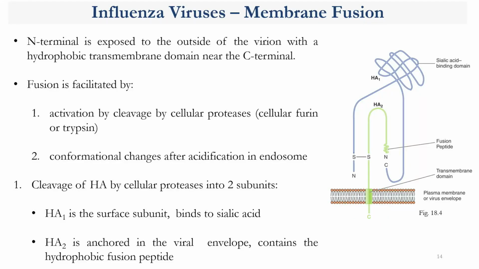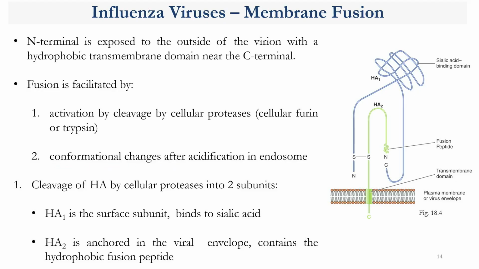And fusion is facilitated by cellular proteases. So for example, furin or trypsin can cleave this protein and release the fusogen, or release the fusion peptide, sorry, okay? And you can also undergo conformation changes after acidification in the endosome. So this is something we have seen before. It's the same HA protein, okay?